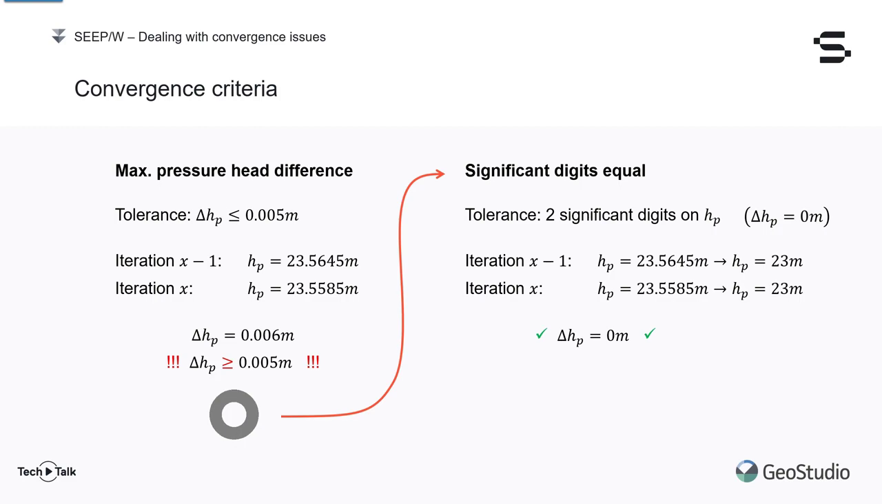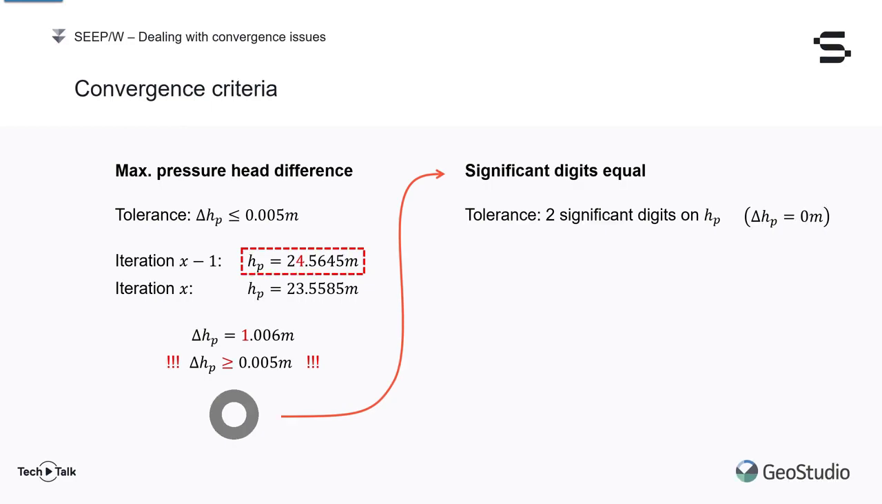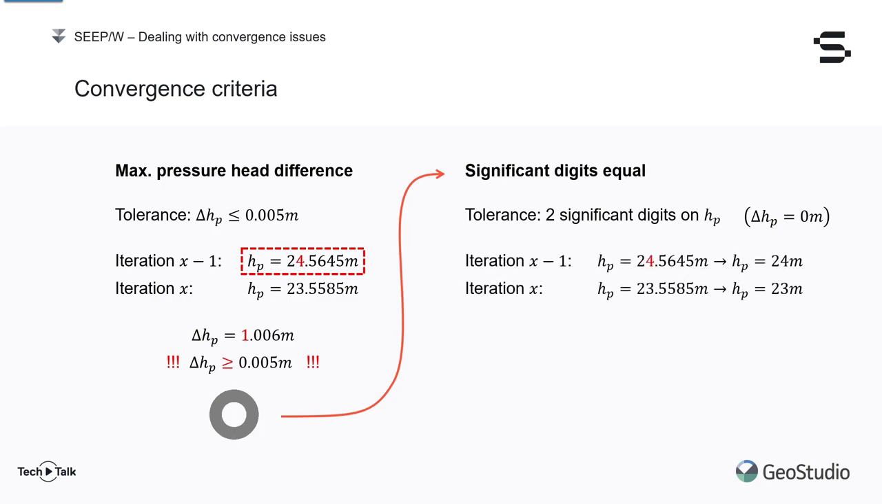the first convergence criterion. Let me now tweak our test values just a little bit by changing the pressure head from the first to last iteration to 24.5645 meters. Comparing the values between these two iterations will still fail the first convergence criterion, so the second criterion will be checked. This time, expressing both values with two significant digits will yield a pressure head difference. And since the second convergence criterion now fails, a red X will be displayed at this node in the analysis results instead of a gray O.